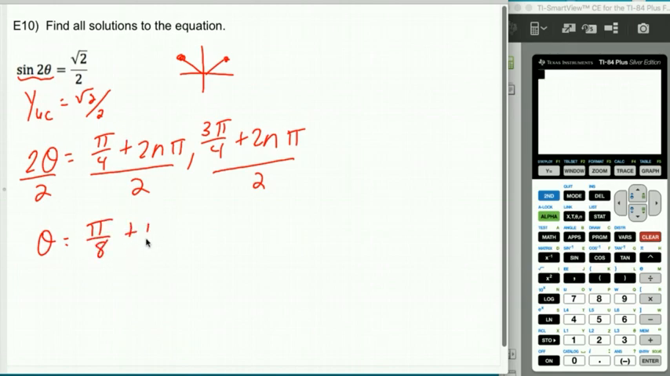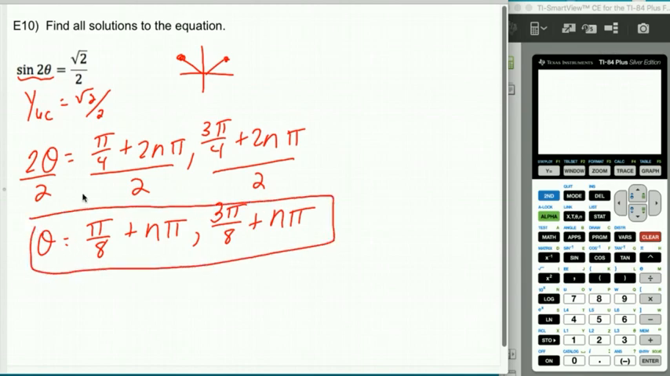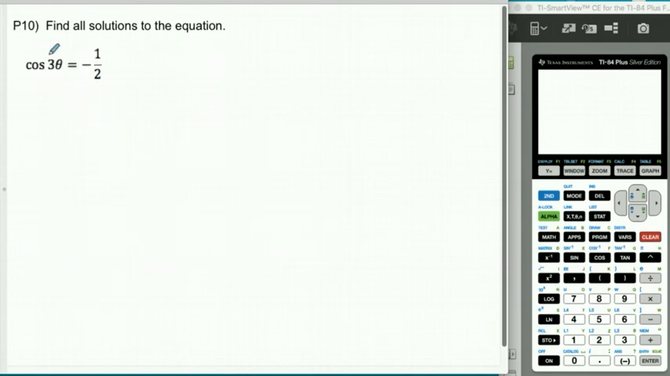Pi over 8, plus a regular n pi, not a 2n pi, and a 3 pi over 8 plus an n pi. And those are going to be my answers. So those are my 2 answers. Again, notice I'm dividing not only the angle I found, but also the plus 2n pi by that too. All right, so you're going to go ahead and give this a try.